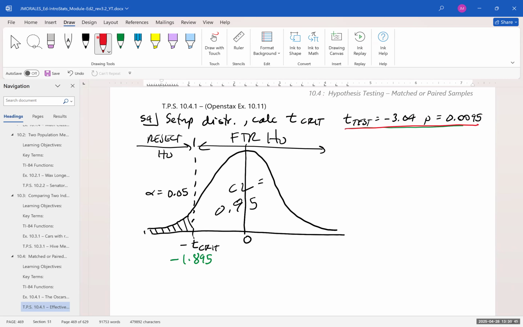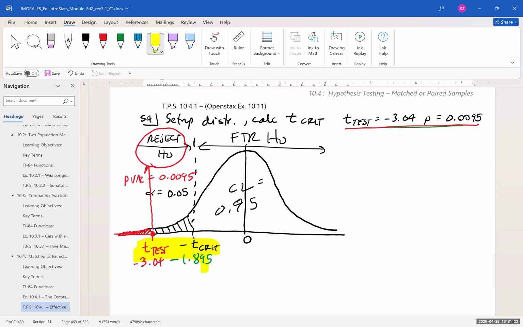We have a test statistic of negative 3.04. That's going to be further out this way, so I'm just going to put it here. This is our t test statistic. This is where our sample data falls. And if we trace this up, that's clearly in the reject the null region. The area adjacent to the test statistic is our p-value, and that was 0.0095.